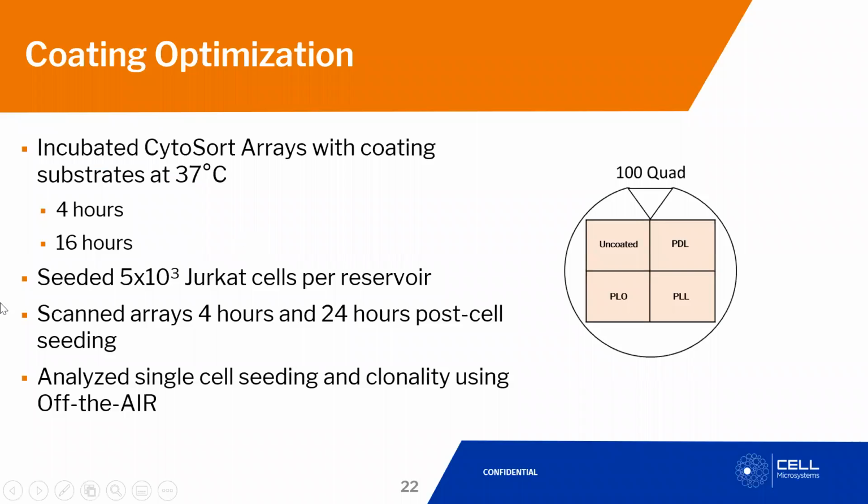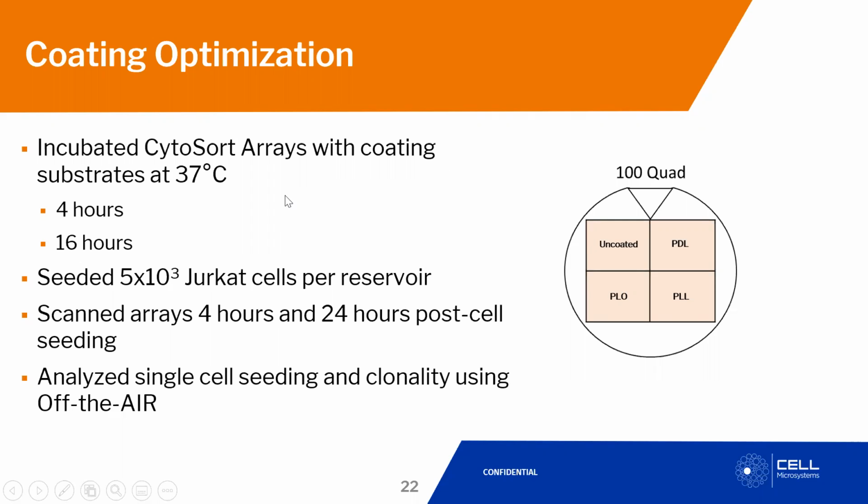To begin to determine whether or not this was possible, the first thing we wanted to do was to optimize the ability to coat the array. We have shown in the past through some of our other workflows that while these may look and feel similar to traditional cell culture consumables, they do require a little bit more finesse, and they do require a bit more extended coating than your typical T25 or a 96-well plate.